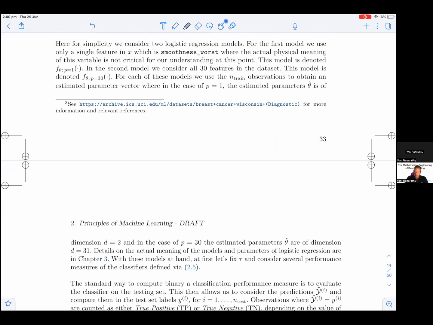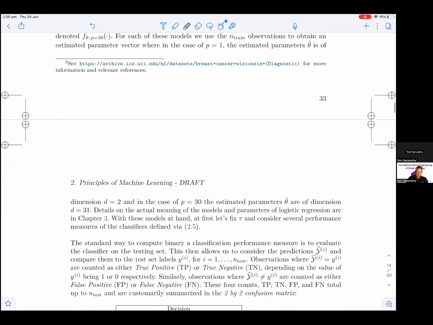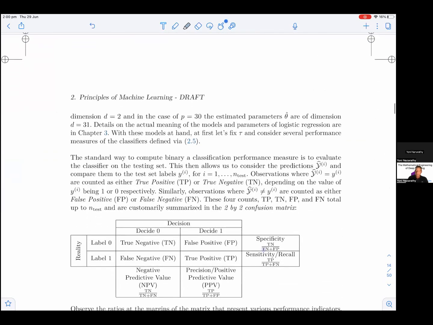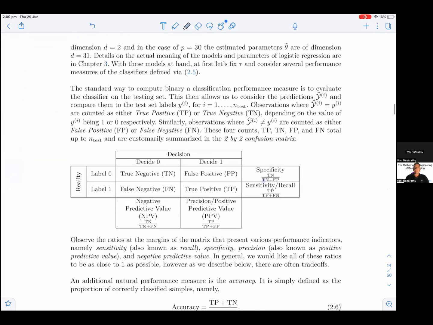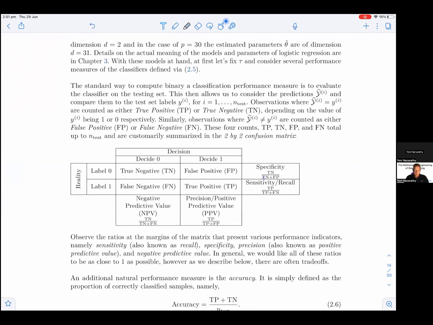For each of these models, we use the n train observations to obtain an estimated parameter vector, where in the case of p equals 1, the estimated parameter theta hat is of dimension d equals 2. And in the case of p equals 30, the estimated parameter theta hat is of dimension d equals 31. So for logistic regression, the number of estimated parameters is the number of features plus 1. Similar to regression. Details on the actual meaning of the models and parameters of logistic regression are in chapter 3.